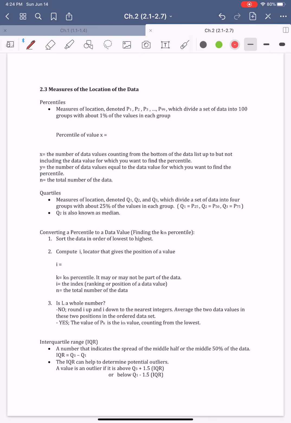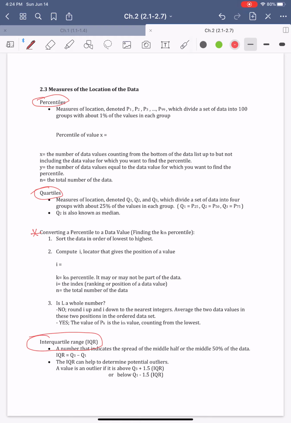So 2.1 and 2.2 are just organizing the data. Now in 2.3, we are going to start analyzing the data. We're going to look at the location of the data values. Now we have the concepts of percentile, quartile, and interquartile range. Now this part over here is the opposite of finding the percentile. So let me talk about percentile first.